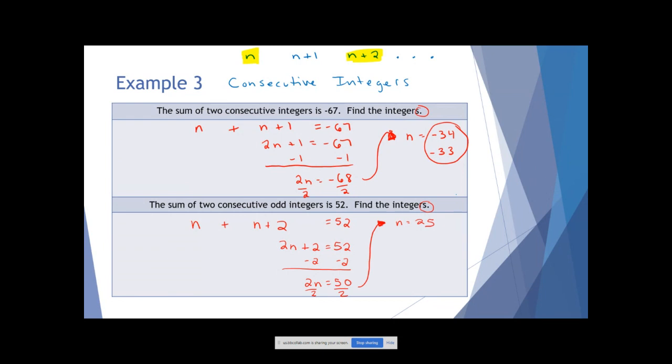So first, whole number, I'm okay. Now it says 2 consecutive odd, so I need to make sure that my answer is an odd number, because if it said 2 consecutive odd and I got an even answer, that means I made a mistake. But 25 is an odd number, so we're okay. Now the next odd number would be 27. So my 2 integers are 25 and 27.